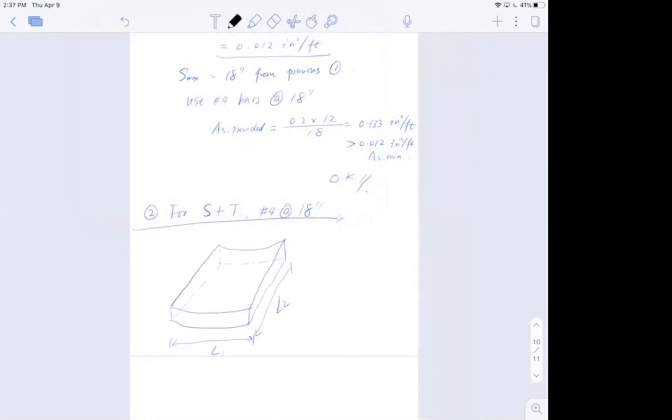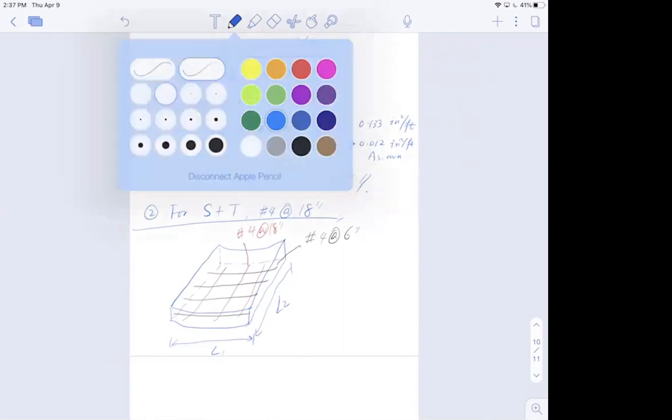So the main reinforcement is gonna go this way. And this is gonna be number 4 at 6 inches. The other, shrinkage and temperature, is gonna go this way. And this is gonna be number 4 at 18 inches. Okay, so now this is the design for the one-way slab.